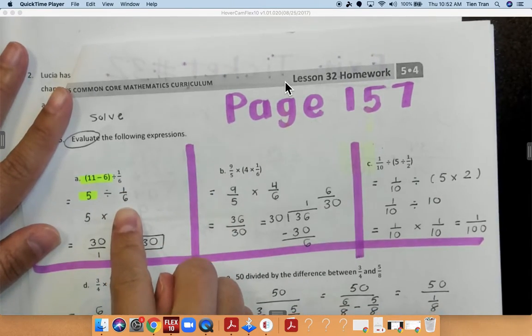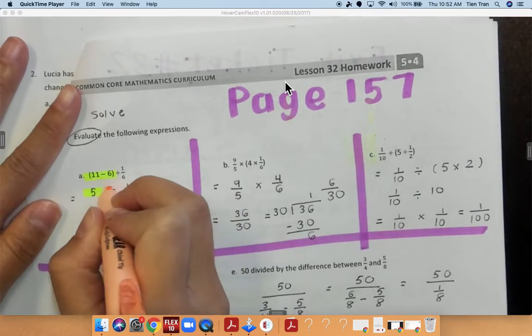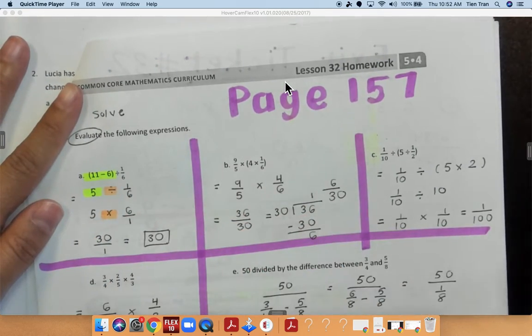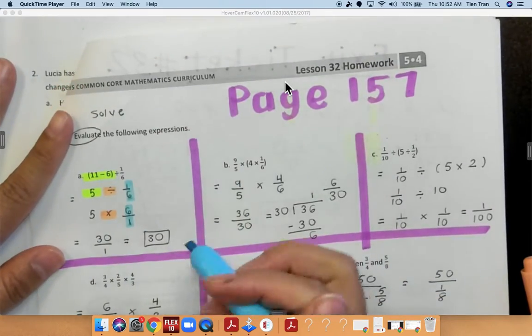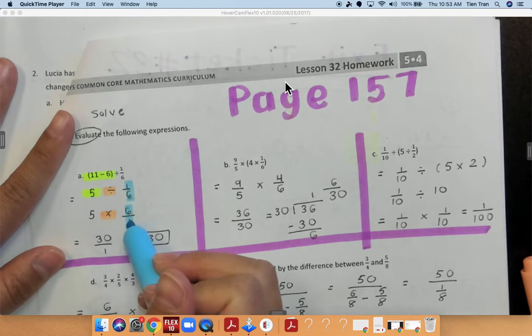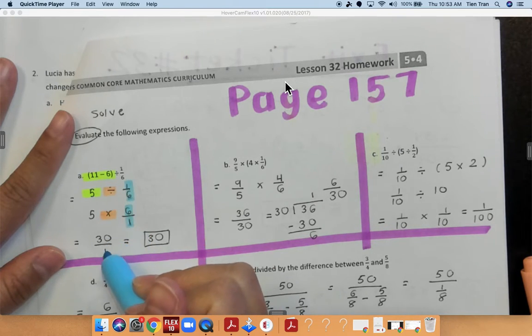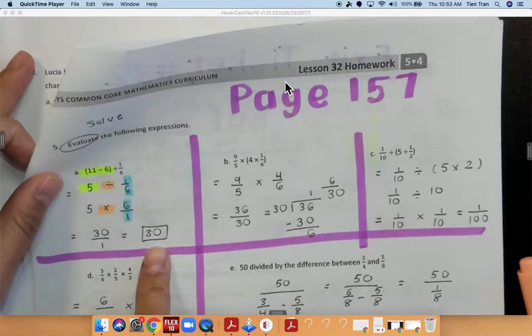Divided by 1/6. Remember, when we're dividing, we're going to flip our expression. So we flipped our division sign to a multiplication sign. We flipped 1/6 to 6/1. 5 times 6 is equal to 30. 1 times 1 is 1, so you get 30 divided by 1. What is 30 divided by 1? 30 divided by 1 is equal to 30.